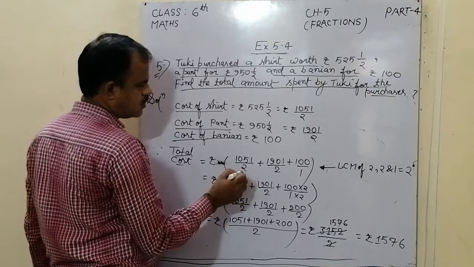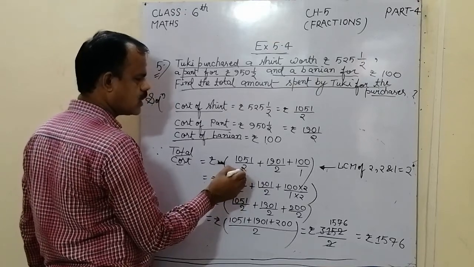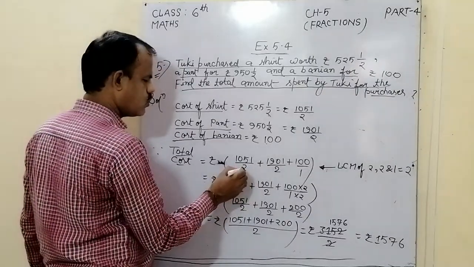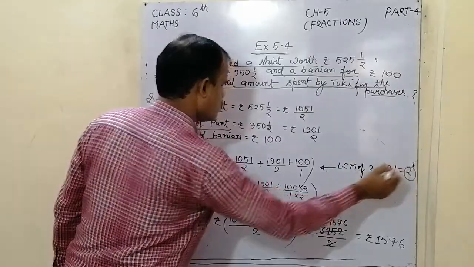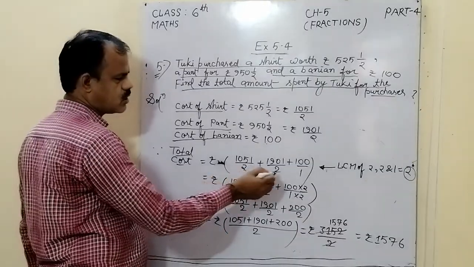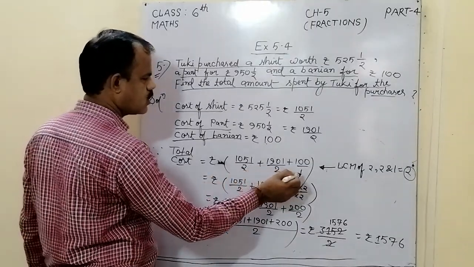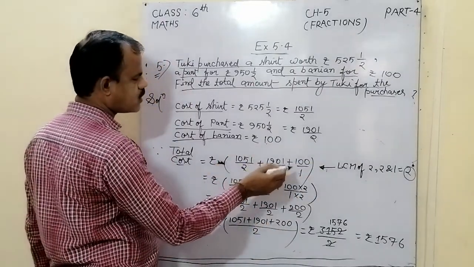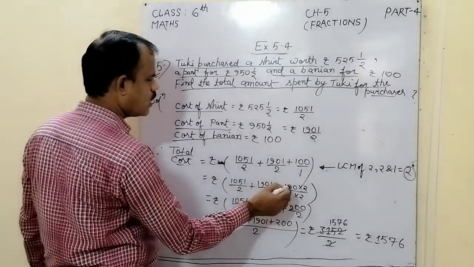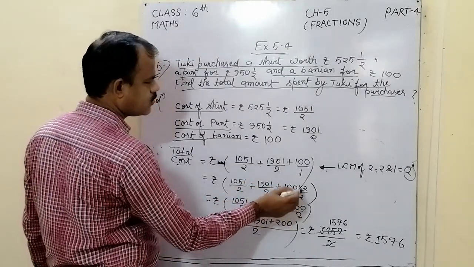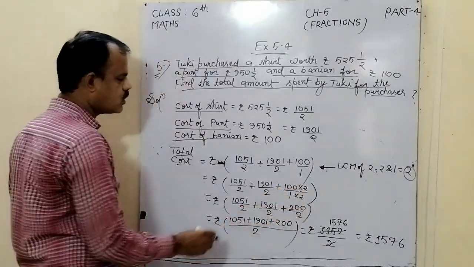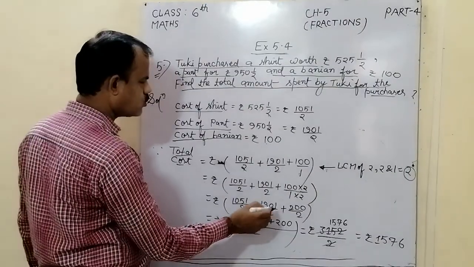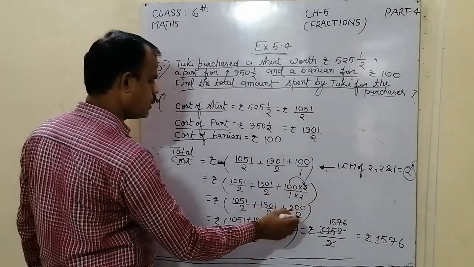So students, see here. Here we have to take LCM to convert these into like fractions. So LCM of 2, 2 and 1 becomes 2. So here already 2 is there, here also 2, but here 1 is there. So we have to convert this 1 into 2, so that all three fractions become like fractions. So 100 by 1 into 2 by 2, we multiply both numerator and denominator. Now it becomes 1051 by 2 plus 1901 by 2 plus 100 times 2 is 200 by 2.